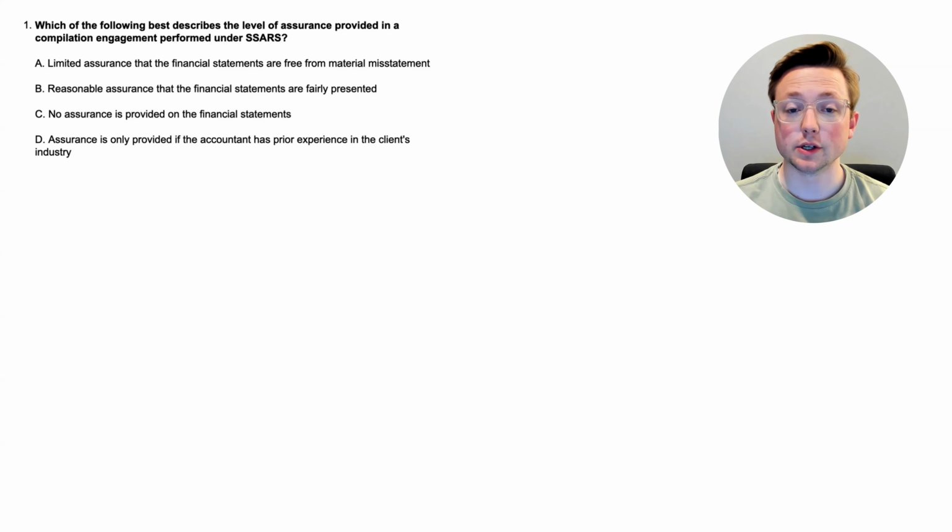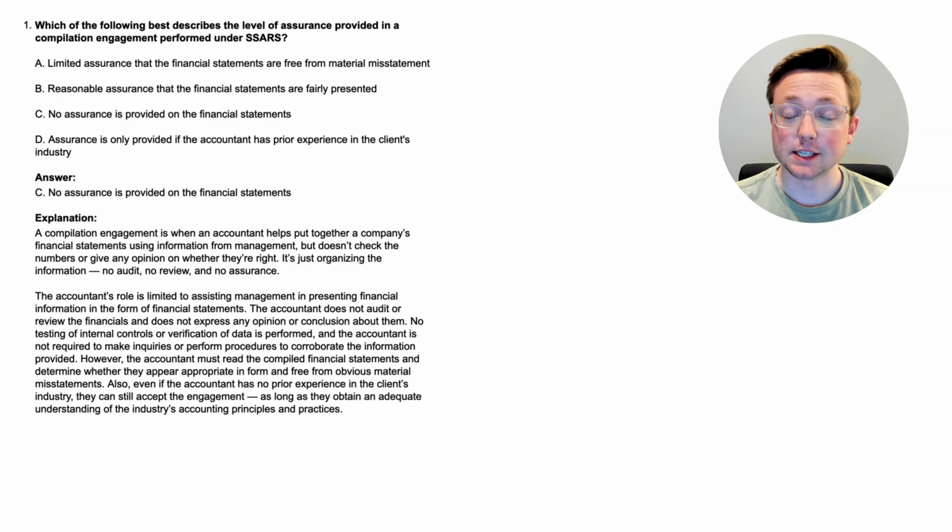Option A, limited assurance that the financial statements are free from material misstatement. Option B, reasonable assurance that the financial statements are fairly presented. Option C, no assurance is provided on the financial statements. Or option D, assurance is only provided if the accountant has prior experience in the client's industry. So again, what level of assurance is there for a compilation engagement? If you know, that's great. If not, though, that's okay. We are going to use this question and this answer to start learning. So let's dive into the explanation.